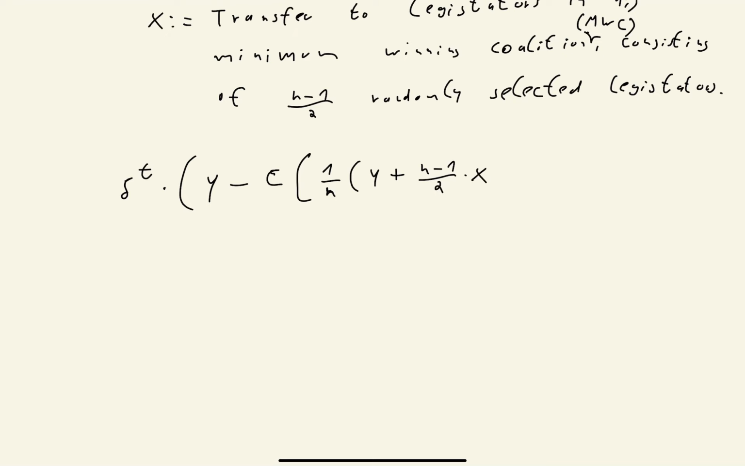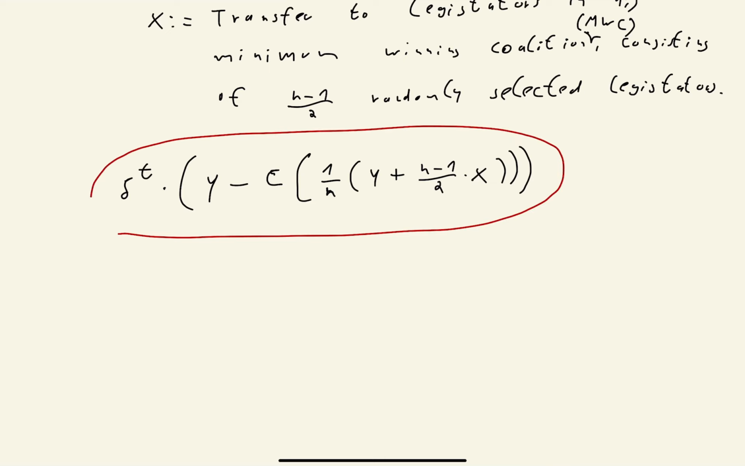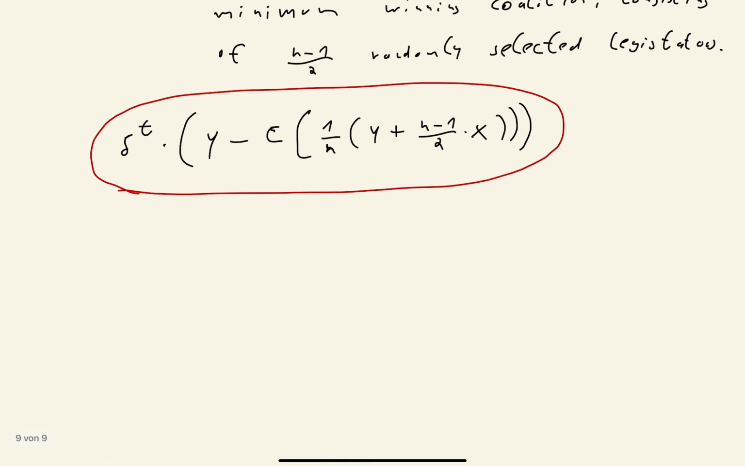So this is the sum of transfers to all the legislators in the minimum winning coalition. And basically now this is the cost for legislator I who is making the proposal, and in total this term here is the utility of the legislator if he makes a proposal where he's getting y and everybody in his minimum winning coalition is getting x.